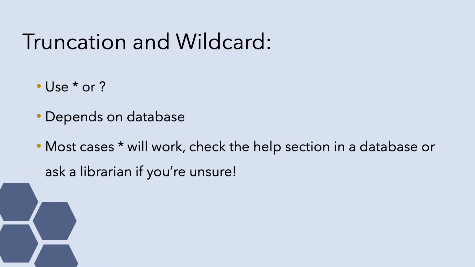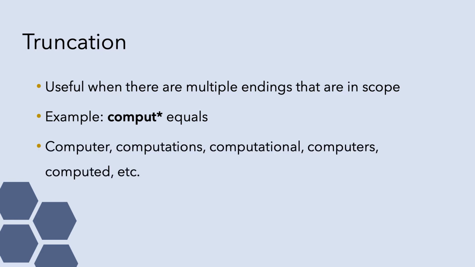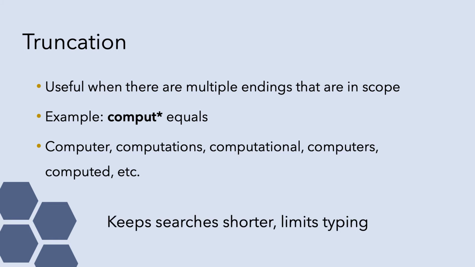You can use either a question mark or an asterisk to create a truncated or wildcard search. Most often, an asterisk will work, but check the help section of a database or ask a librarian if you're unsure. Truncation lets you search for a word that has multiple endings. The asterisk replaces the ending of the word. For example, if I search compute asterisk, the database will search for computer, computations, computers, and so on. It simply keeps your searches shorter and limits typing.